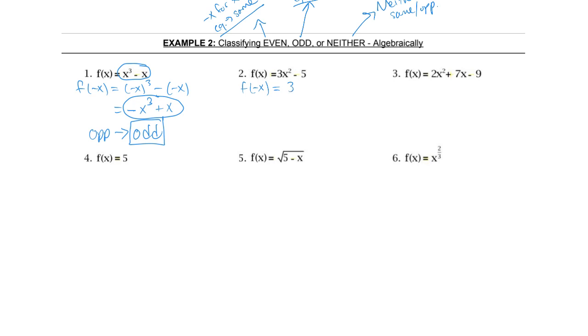Try the next one. 3 times negative x squared minus 5. Well, when you square anything, it stays positive, so it ends up being the exact same function. So it's the same, therefore it is even.